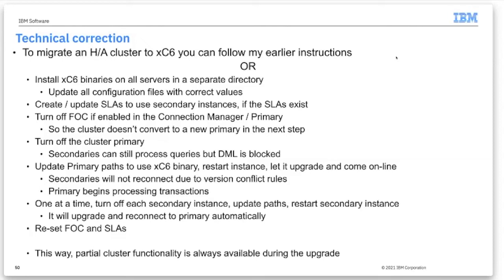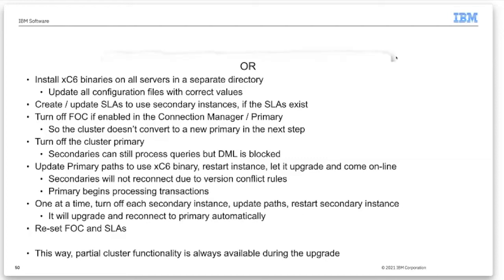Otherwise, leave the SLAs where they are, and then one at a time, turn off each secondary instance, update the paths, restart the secondary, let it upgrade. And once it upgrades, it will automatically reconnect back to the primary. Once all your secondaries are reconnected, reset failover control and the SLAs and so forth. Using this offline secondary conversion, you can at least have partial cluster functionality while you're doing the upgrade. So again, I apologize, I did not include that in the first webcast.